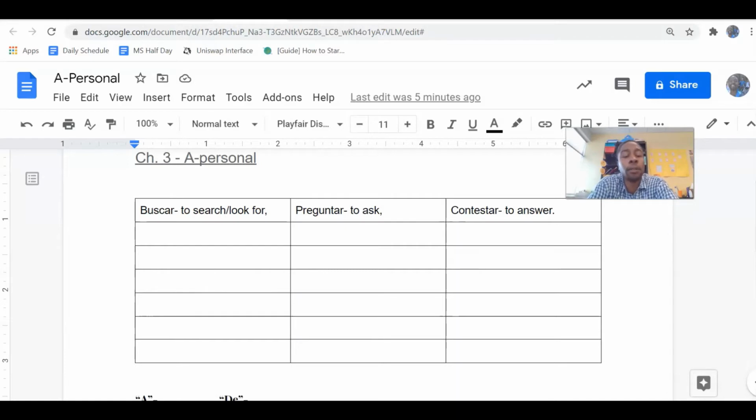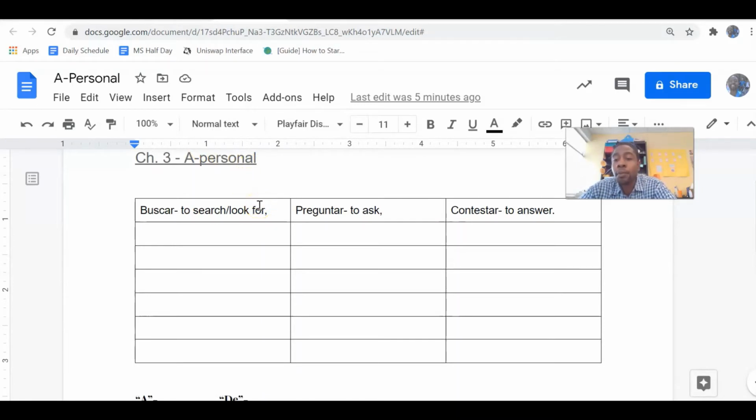Vamos a continuar con el capítulo 3. We're going to keep on going with chapter 3. Yo quiero discutir un problema con la gramática que se llama apersonal. And I want to talk to you guys about one of the problems we see with grammar. It's called apersonal. In order to teach you guys this lesson, we're going to work with 3 new verbs.